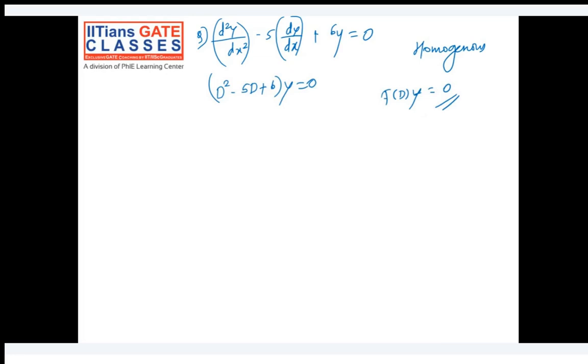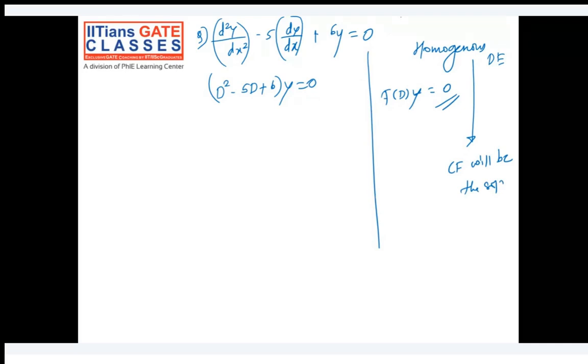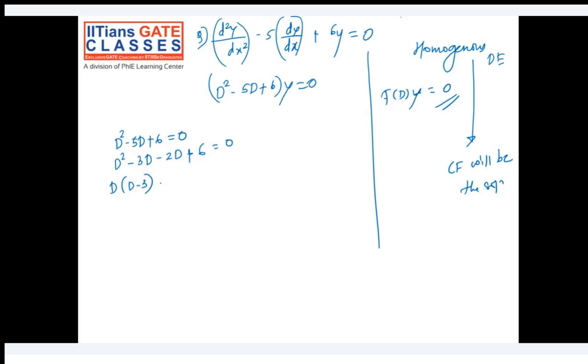So for the homogeneous differential equation, CF will be the solution. You don't have to calculate PI here, just CF, and that will be the solution. And how to calculate CF? As I said, you have to treat f of D as an algebraic equation. So D square minus 5D plus 6 equal to 0. When you solve this, you get D square minus 3D minus 2D plus 6 equal to 0. So it's basically D into (D minus 3) minus 2 into (D minus 3) equal to 0. So D minus 3 and D minus 2 equal to 0. This implies D is equal to 3, 2. So roots are real and distinct.